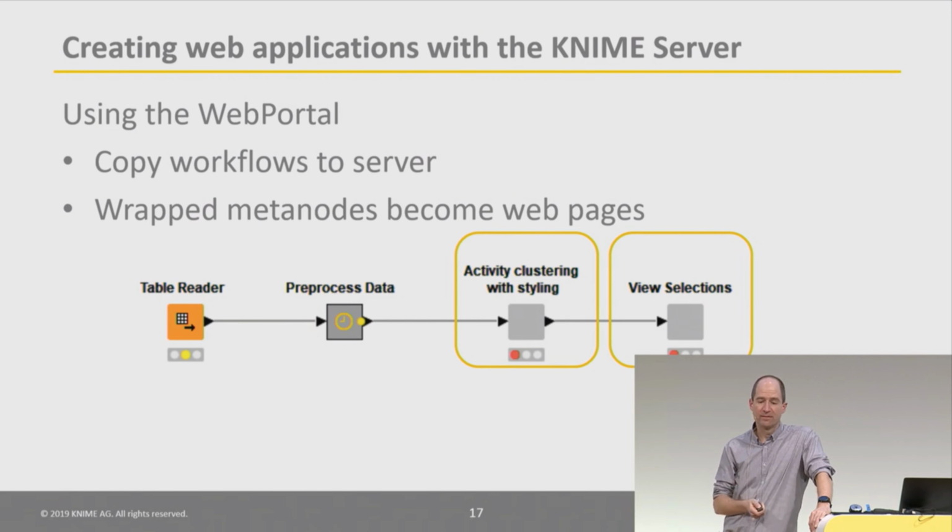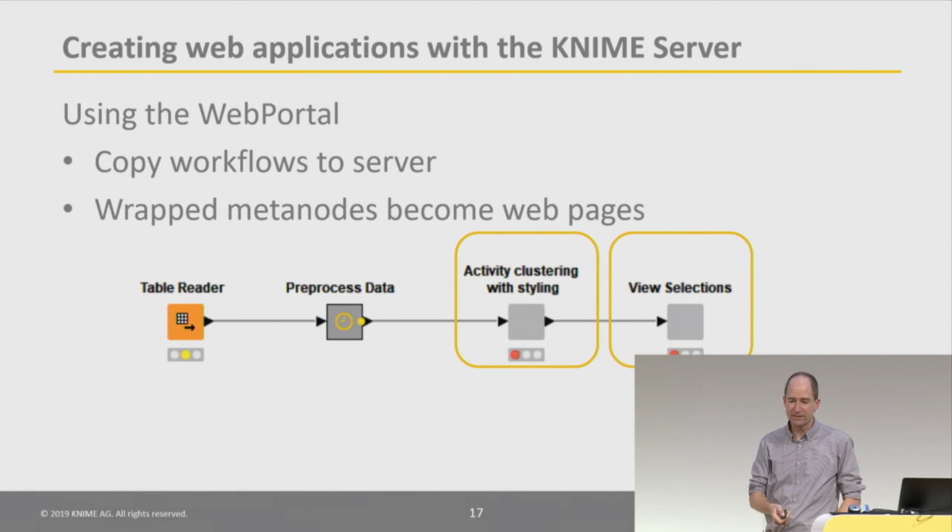The difference here is that the wrapped meta nodes in your workflow become web pages. So this is the workflow that I demonstrated at the very beginning. Right? There were 2 pages. There was the one for this wrapped meta node that has the activity clustering, and the other that views the selections. So this workflow copied to the server gives me the application that we saw before.